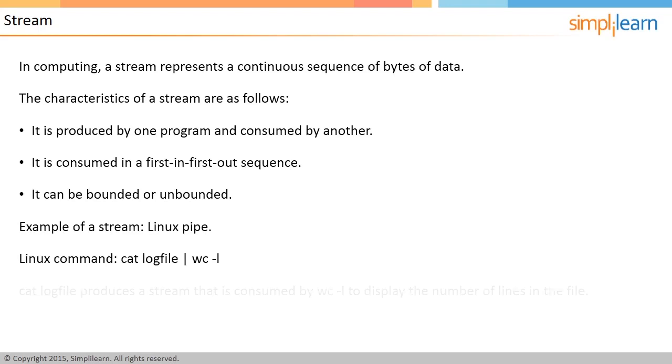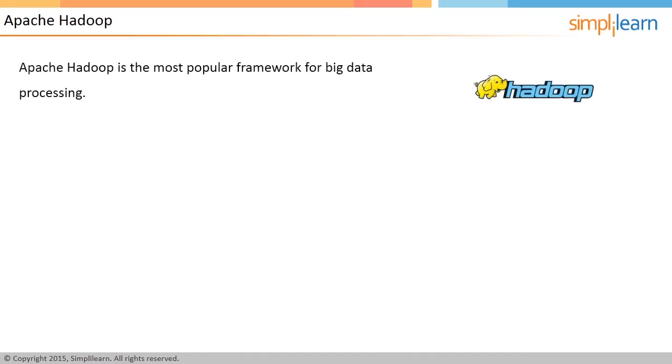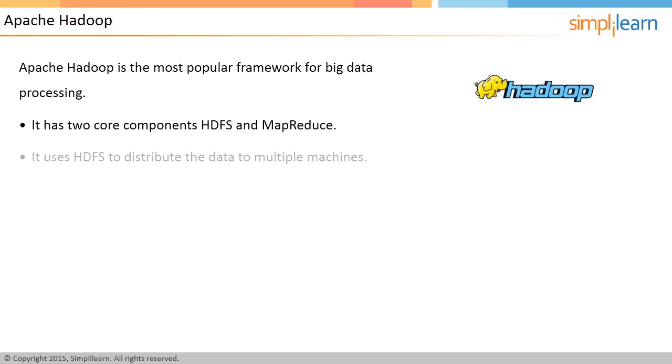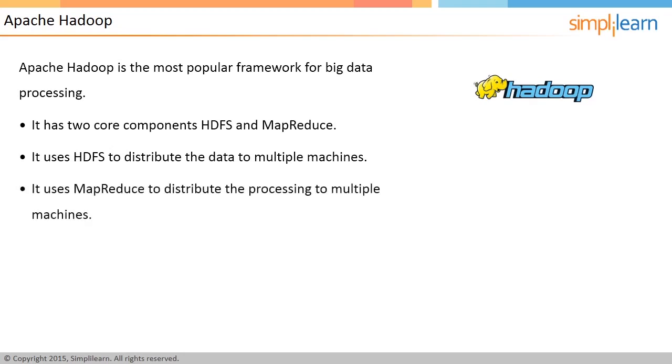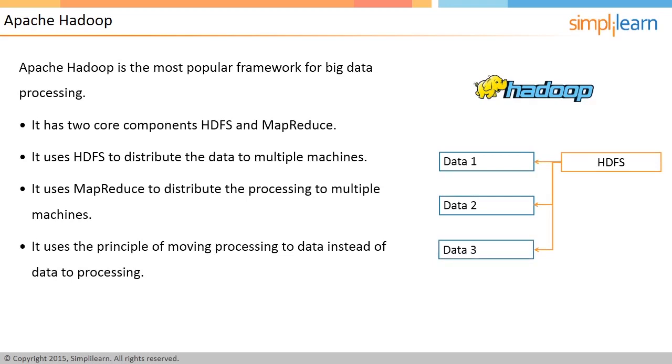Apache Hadoop is the most popular framework for big data processing. It has two core components. They are Hadoop Distributed File System, or HDFS, and MapReduce. It uses HDFS to distribute the data into multiple machines, and MapReduce to distribute the process to multiple machines. It uses the principle of moving processing to data instead of data to processing. First, HDFS divides the data into multiple sets, such as data 1, data 2, and data 3. Next, MapReduce distributes the data sets to multiple machines, such as CPU 1, CPU 2, and CPU 3.